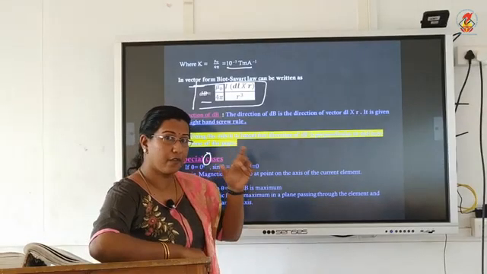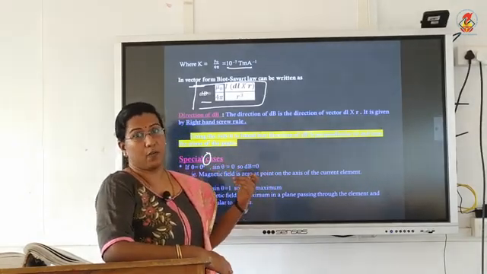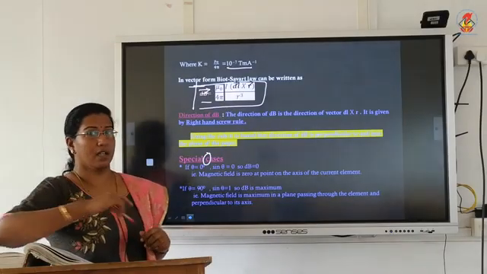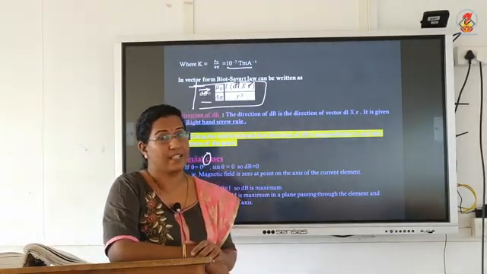Magnetic field is a field, so definitely there will be a direction. So we express Biot-Savart's law in vector form as vector dB equal to mu 0 by 4 pi I vector dl into vector r, so dl cross r. Its resultant is a vector product.